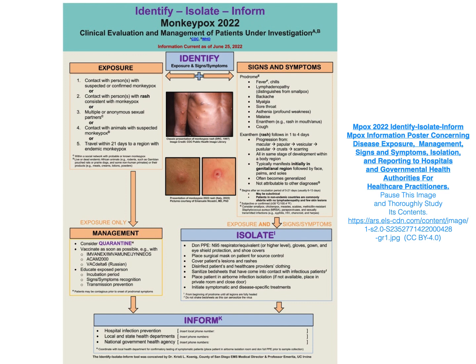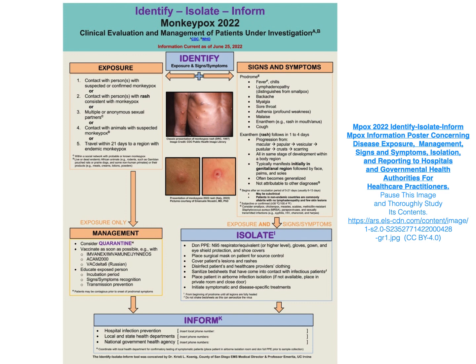Signs and symptoms: prodrome, fever, chills, lymphadenopathy, backache, myalgia, sore throat, asthenia, malaise, enanthem, cough. Exanthem follows in 1 to 4 days, progression from macular, papular, vesicular, pustular, crust to scarring, all in same stage of development within a body region. Typically manifests initially in genital anal region, followed by face, palms, and soles. Often becomes generalized, not attributable to other diagnoses.